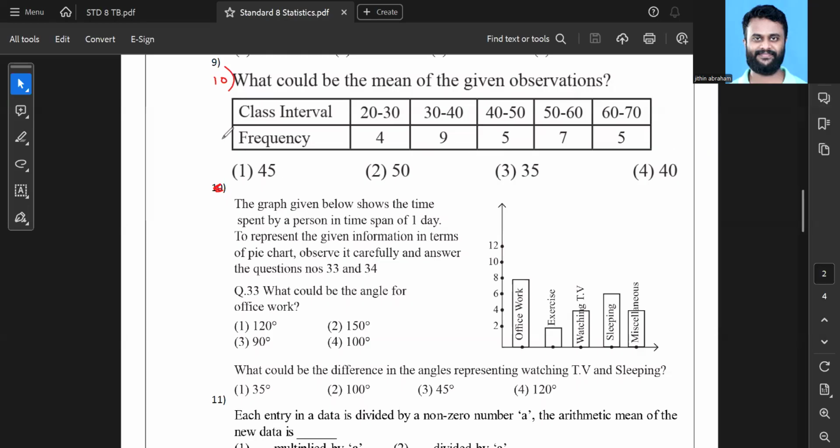So yeah. In this case, as you see, this is class and this is frequency. Whenever you're given a table and you are asked to find the mean of that observation, I'll give you a very simple formula for that. Make sure you use it. You know what this symbol is called? I think, sir, it is called sigma. Yeah, sigma.